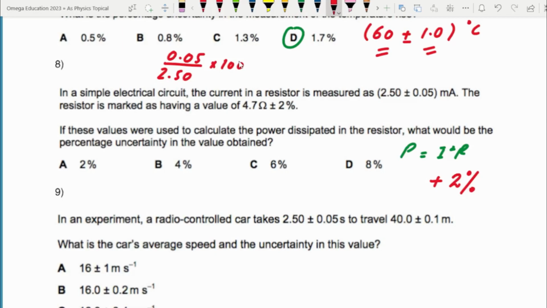We get 2. So the percentage uncertainty in current is 2%, but we have the square of the current in the formula. So what do you get? You get 2 times of 2%. So what is the final answer? 2 times of 2%, 4. 4 plus 2, 6. So C is the right answer for this one.